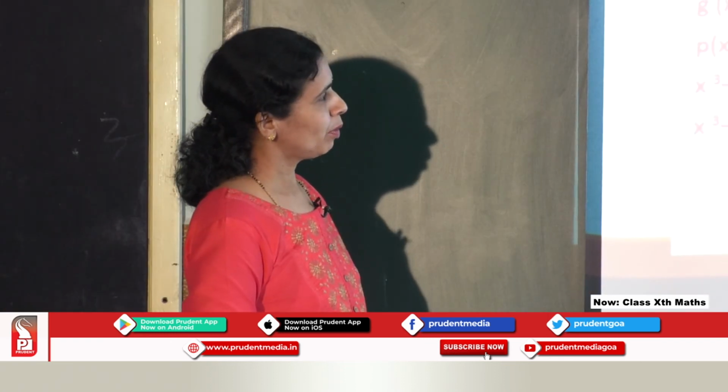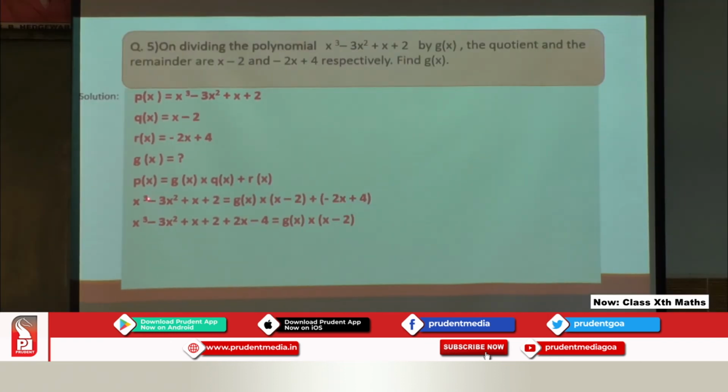Now next step we should simplify this. So x cube minus 3x square plus x plus 2, only this remainder part I carried to the left side. That means minus 2x, if I carry this side, the sign will change, that is plus 2x, and plus 4 carried this side, that is minus 4. That is equal to g of x into x minus 2. Here we should find out the value of g of x.